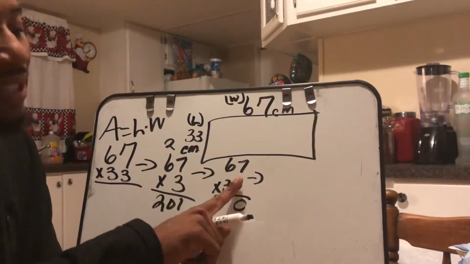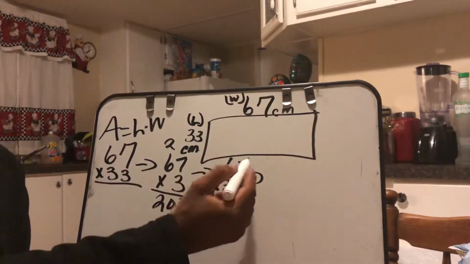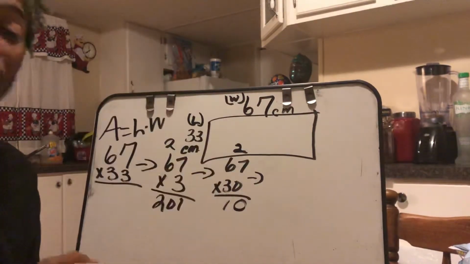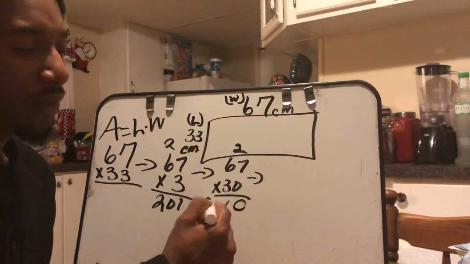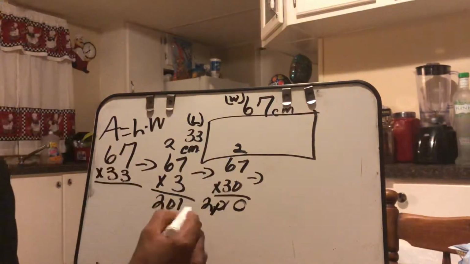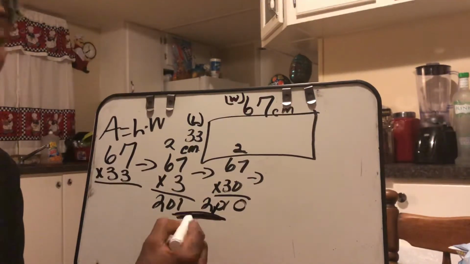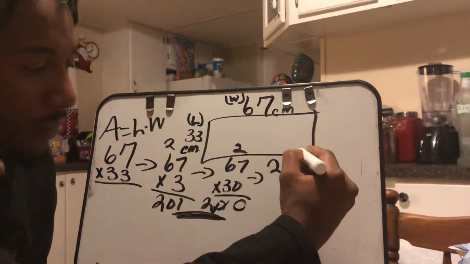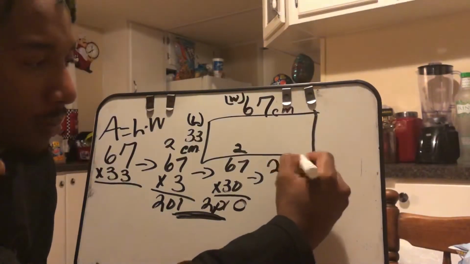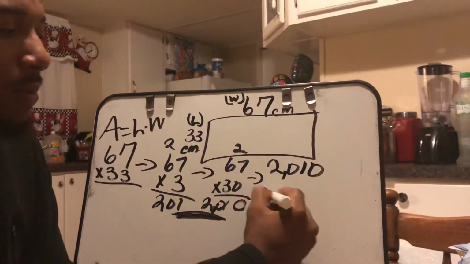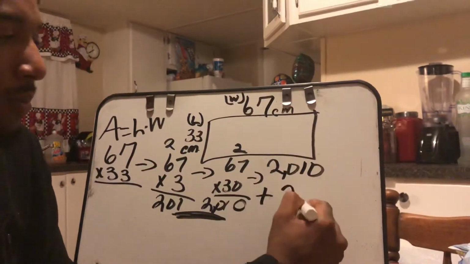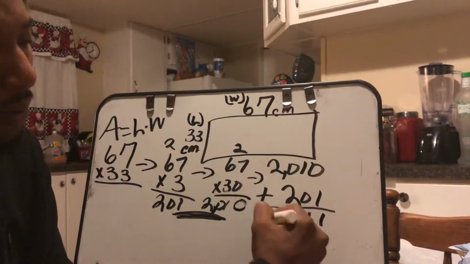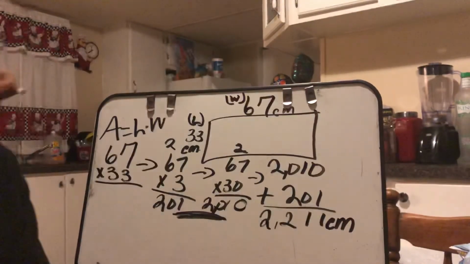Now what I do is 67 times 3. 7 times 3 is 21. You carry your 2. Excuse me. 6 times 3 is 18 plus 2 is 20. So now I take both of these numbers and I add them. Put the highest one first. One, two. And then that will be my answer.